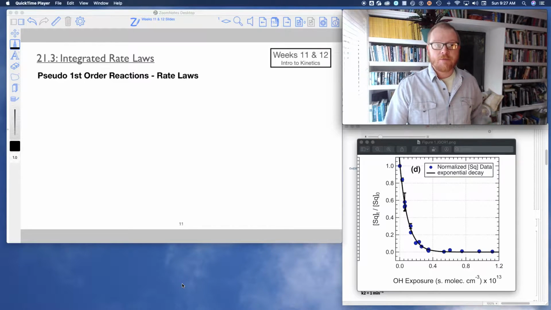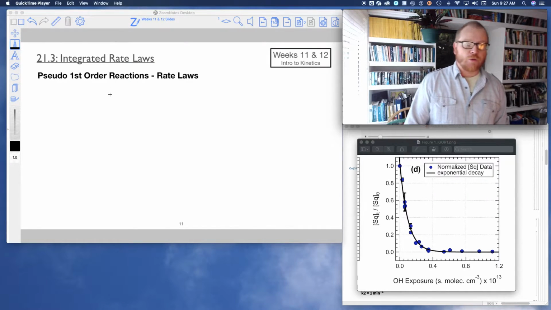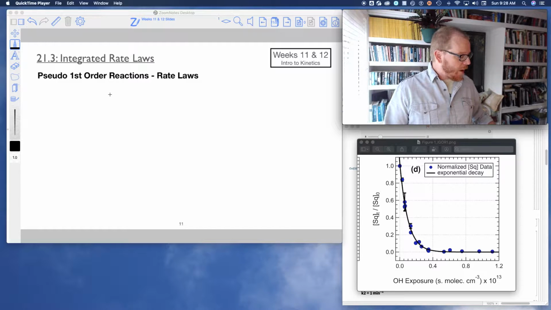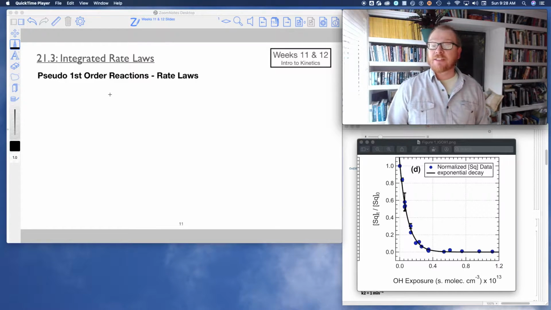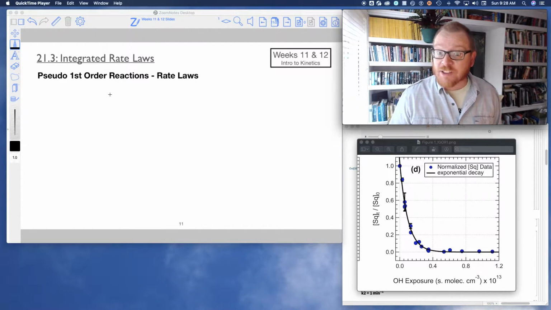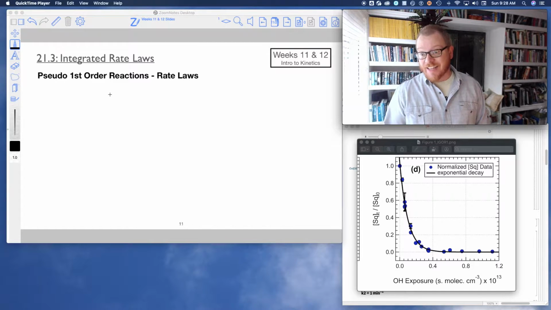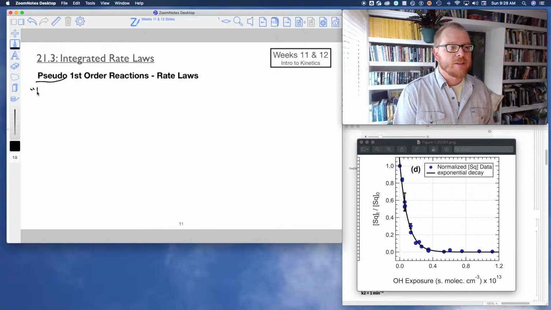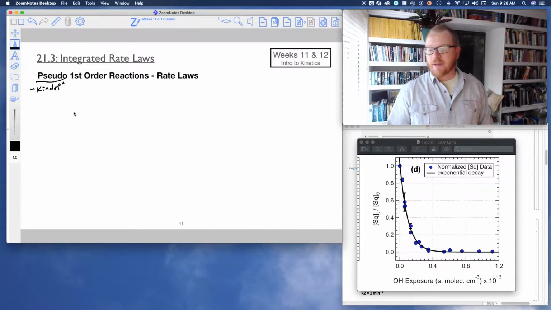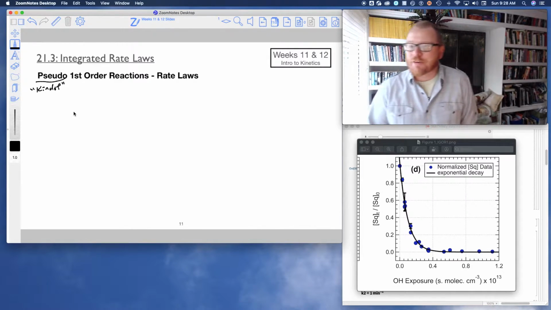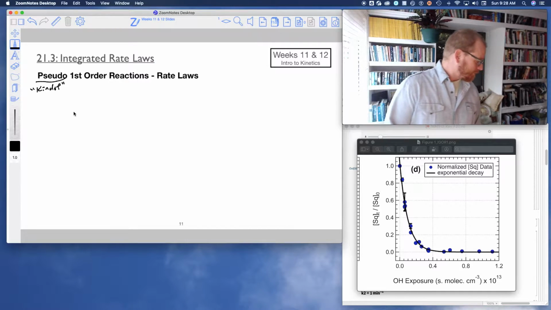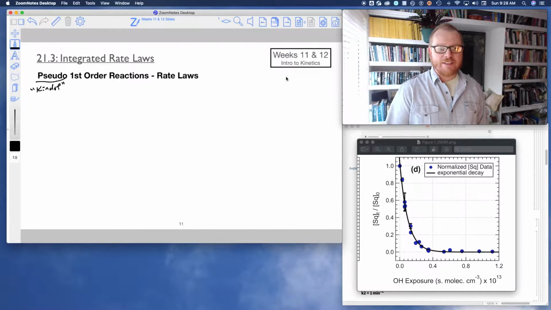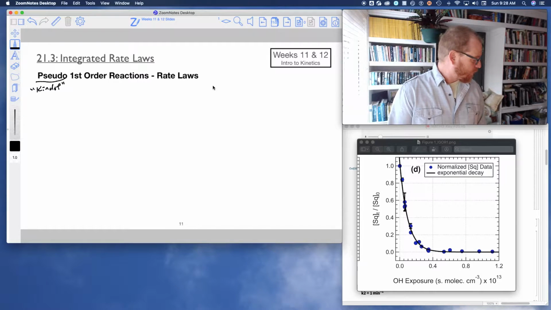Okay. So pseudo first order reactions are really interesting, and this is really practical for how kinetics is actually done in the laboratory. So pseudo means kind of, in the simplest way. So it's kind of a first order reaction, okay? And so what makes this a pseudo first order reaction, I need plenty of room on the slide.